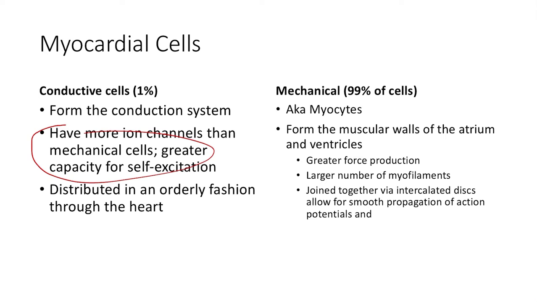which allow them to have a higher potential for self-excitation. And then we have our mechanical cells, often referred to as myocytes, which form the muscular walls of the atria and the ventricles. They have more myofilaments, they're able to produce more force, and they're joined together by intercalated discs, which allow for smooth conduction, or propagation, of action potentials and electrical impulses.